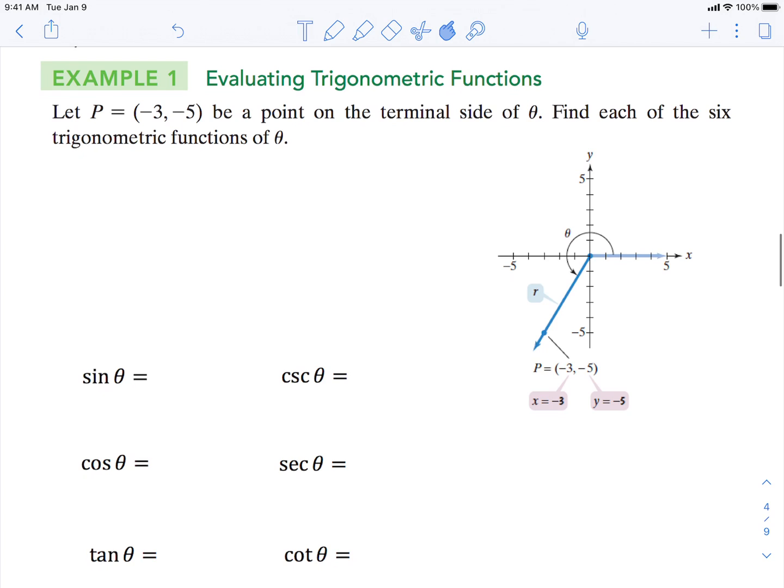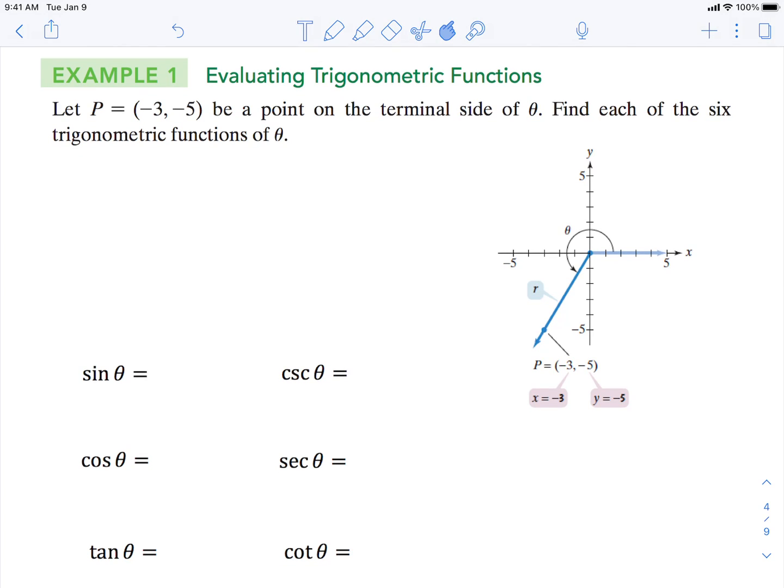So here's an example. We have a point, -3, -5, on the terminal side. So here is our coordinate plane. Here's the x-axis and the y-axis. We have a point sitting down here at -3, -5. So this is our x value and our y value. Here would be our angle, standard position, finishing off. And this is our angle theta.